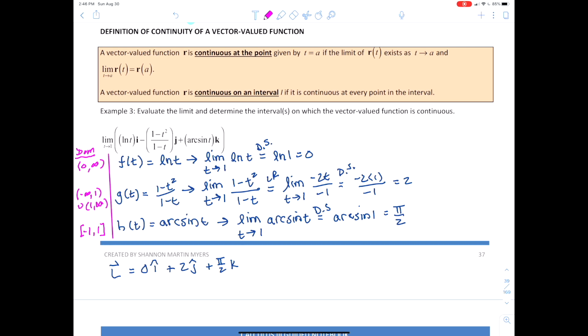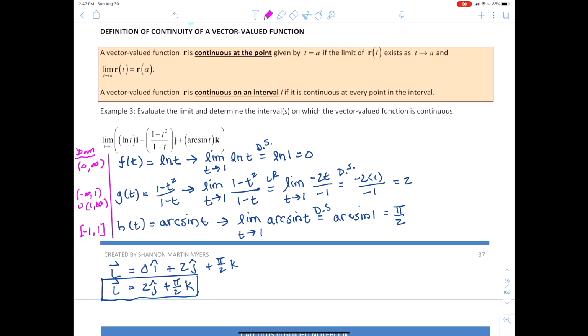So let me make sure I'm showing you that we did actually finish this one. So our L vector is just 2j plus pi over 2 k. And that part we had finished. Good so far? And then the continuity part is what I'm doing over here in the pink, right? So what is the overlapping domain? We've got 0 to infinity, everything but 1, and negative 1 to 1, right? So isn't that overlapping domain going to be 0 to 1, non-inclusive? Good.